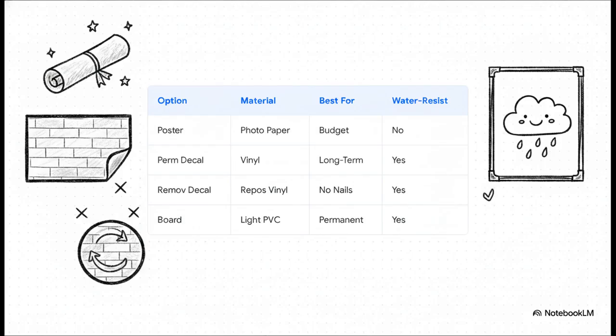Third, we have the removable decal. Printed on repositionable vinyl, this is an absolute lifesaver if your facility management has strict rules against drilling into drywall or using permanent adhesives. Goes up cleanly and is also water-resistant.